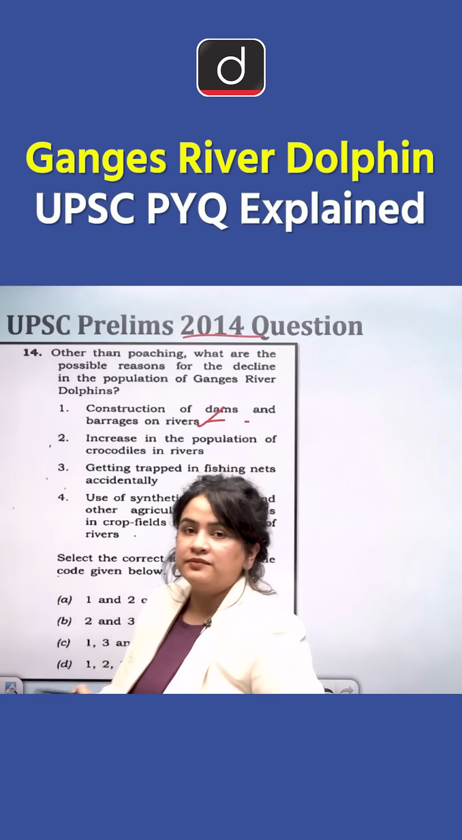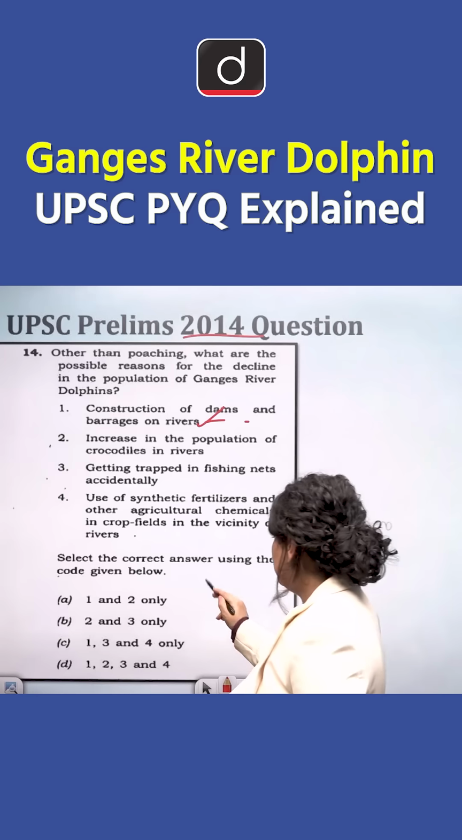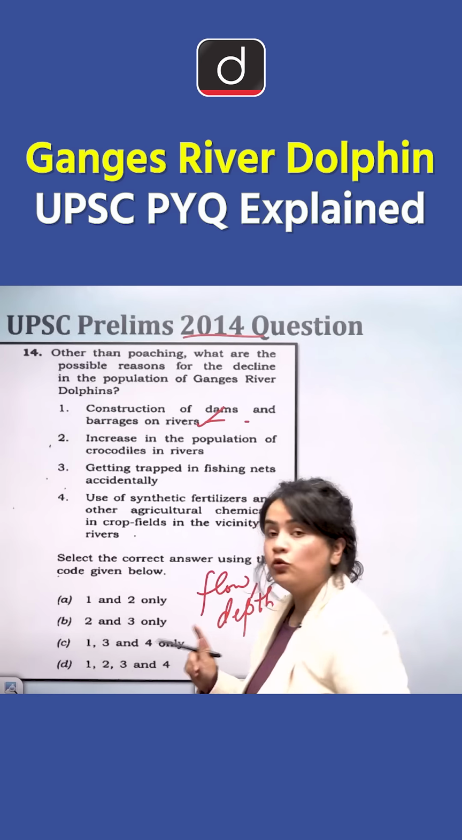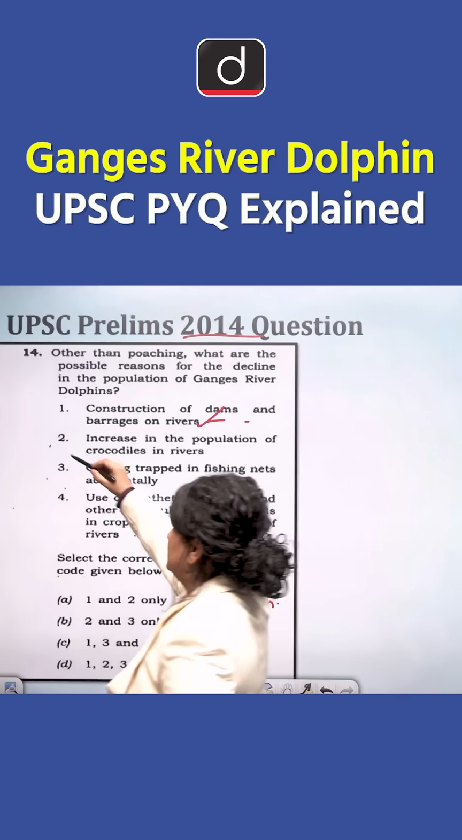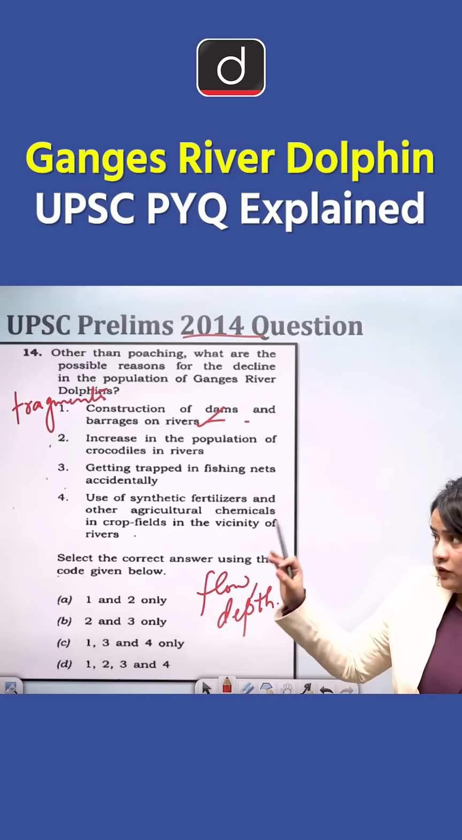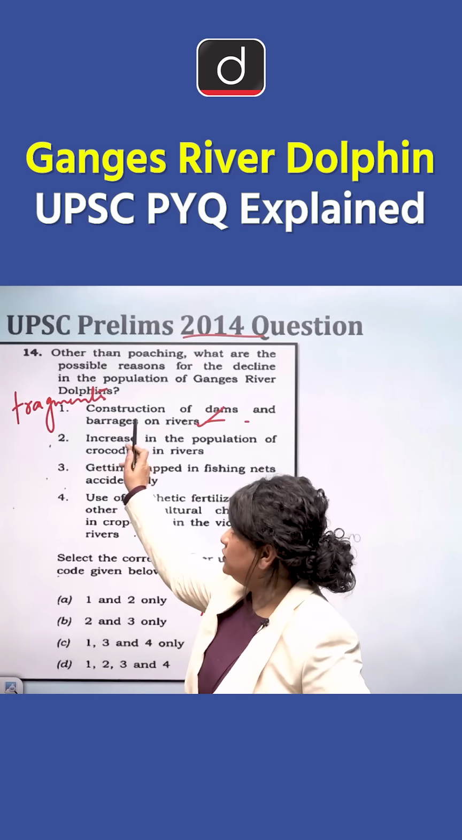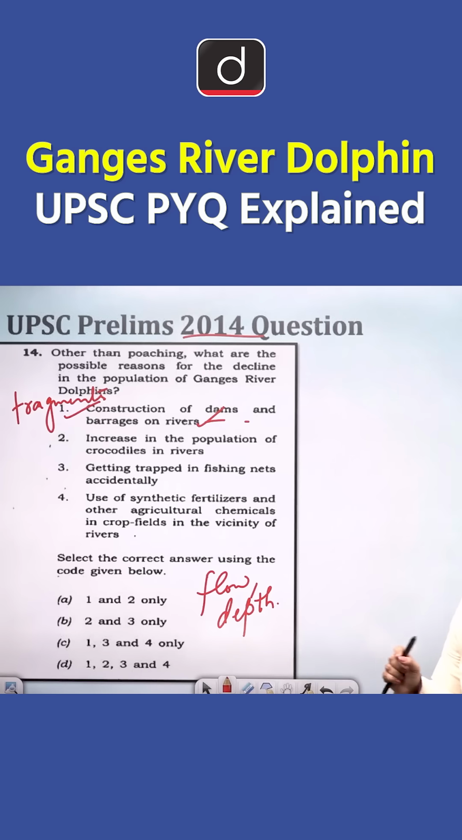Now students, whenever dams or barrages are constructed in the river, it actually changes the flow of the river, the depth of the river, as well as the sediment load of the river. Alright, and it kind of fragments the river. This leads to fragmenting of the river. And the riverine dolphin species that we are discussing requires a very steady flow to thrive. And therefore, this fragmentation and this change in depth and sediment load does pose a threat to its survival, and therefore, this actually is a correct statement.